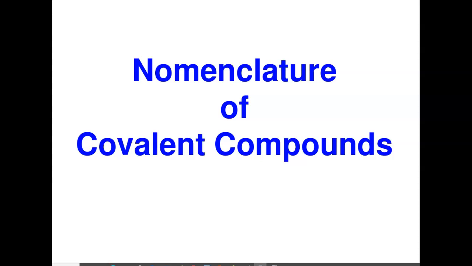Today we'll be looking at nomenclature of covalent compounds. Remember that last time we looked at the ionic compounds. We saw the classes of ionic compounds and we learned how to classify those ionic compounds. So let's take it off from here.